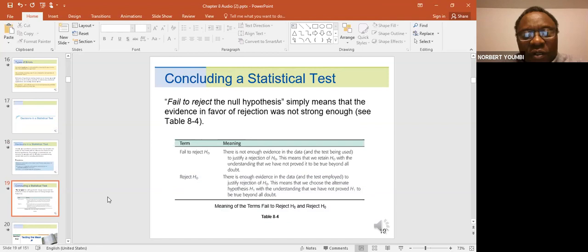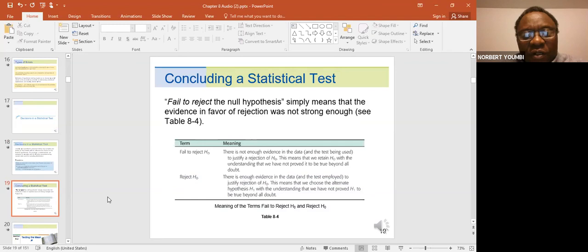For our conclusion, we may fail to reject the null hypothesis. That is, there is not enough evidence in the data to justify the rejection of H0. This means that we retain H0 with the understanding that we have not proved it to be true beyond all doubt.